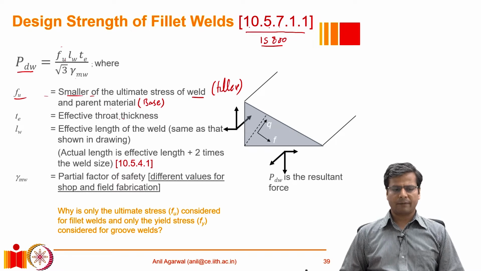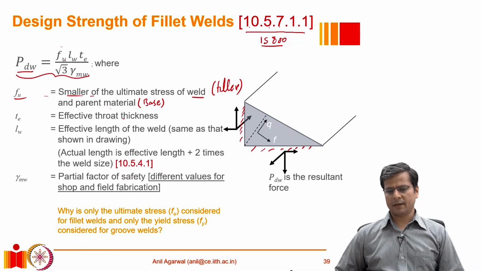Then comes the effective throat thickness. What this equation is telling us is that the failure can be expected to happen at this throat. This is the actual critical section in a fillet weld. You can imagine that there is a certain net force acting at this interface of the weld, and an equal and opposite force acting at this interface. If we assume that the weld is small enough, then the moment because of unevenness in these forces may not be very significant, and we can ignore it.